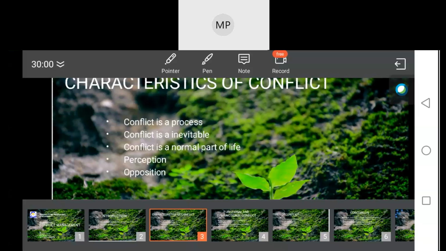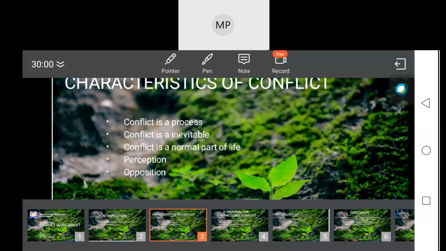Third point is conflict is a normal part of life. Individuals, groups, and organizations have unlimited needs and different values, but limited resources. Thus, this incompatibility is bound to lead to conflicts. The conflict is not a problem, but if it is poorly managed, then it becomes a problem.